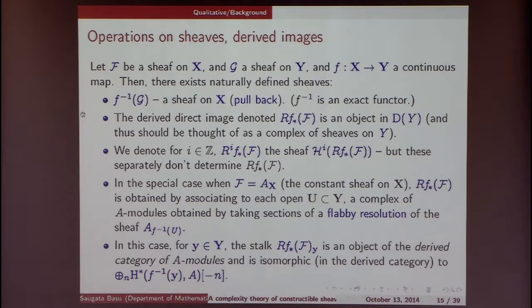So the stalks, in the case when this is a constant sheaf, are purely the ordinary cohomology of the fiber. If you think of this as a map between semi-algebraic sets, and F is, let's say, a polynomial map, the stalk of the derived image at a point in Y is really isomorphic, in the derived category of vector spaces or A-modules, to the direct sum of the cohomology of the fibers.